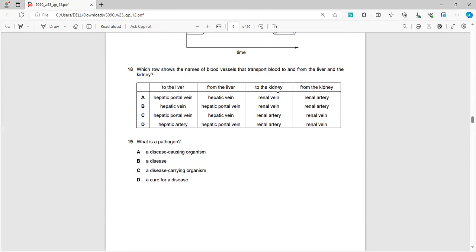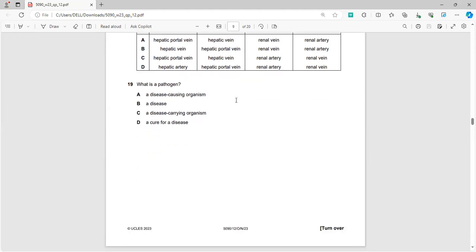The renal vein, we all know, carries the blood away from the kidney towards the heart. It's the deoxygenated blood from the kidney. Similarly, the renal artery supplies blood from the heart to the kidney; it's oxygenated blood. To the liver is the hepatic portal vein, and from the liver is the hepatic vein.